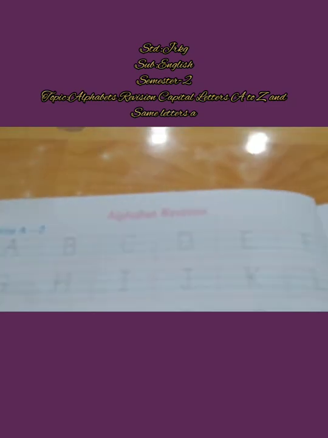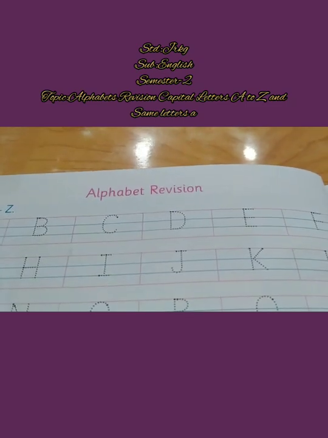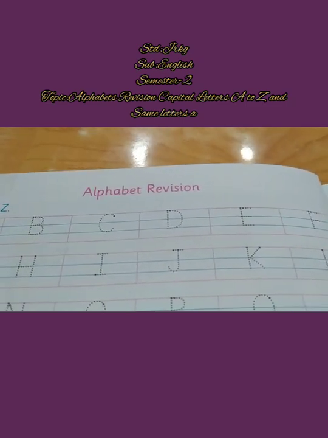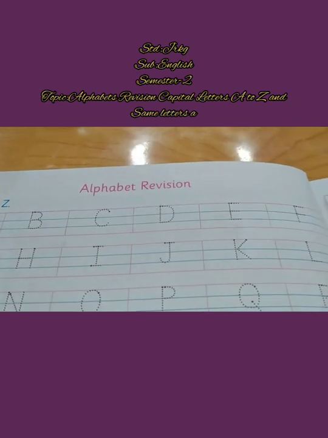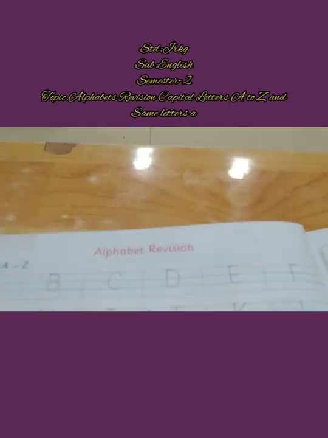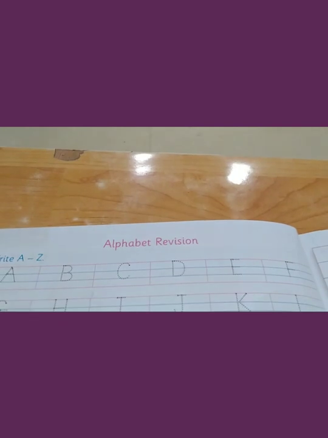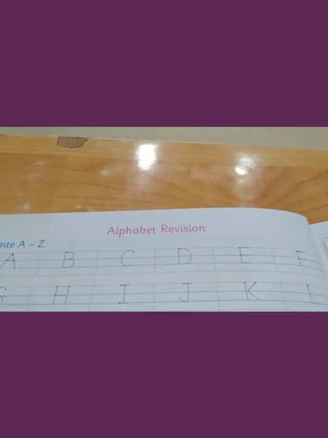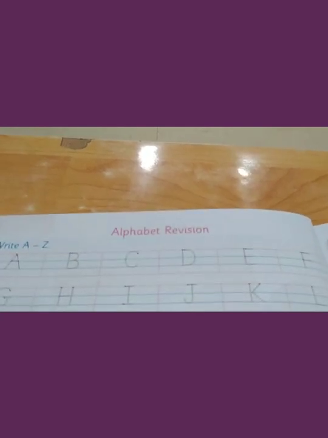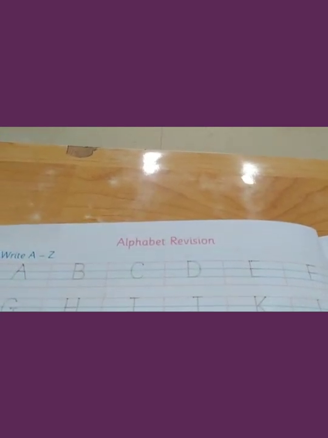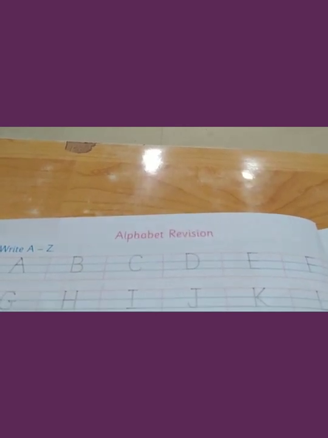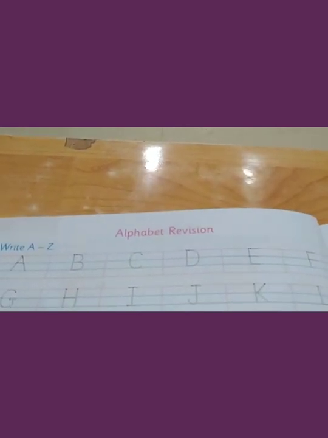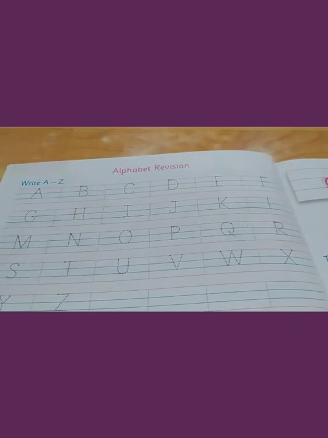Okay, we have already completed alphabets, capital letters A to Z. So here, page number 8. Which book you have to open? New Sparkle Semester Series Standard Junior KG Semester 2 book you have to open. Page number 8, Alphabet Review. Have all the children taken out the book?